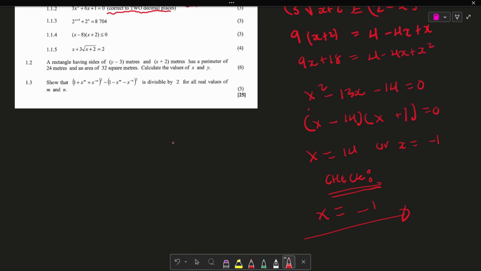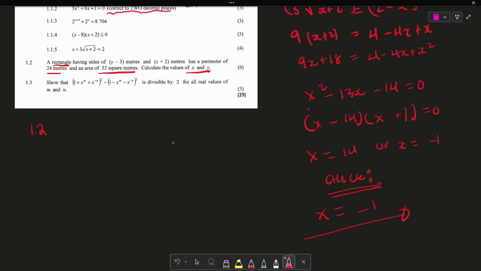Okay, so let's look at 1.2. They say here a rectangle has sides y minus 3 meters and x plus 2 meters and has a perimeter of 24 and the area of 32 square meters. And they want me to solve for x and y. So essentially, this is simultaneous equations, and equations are created by the word problem. So it's a word problem, which is just easy. So we're given sides. So we're told it's a rectangle.